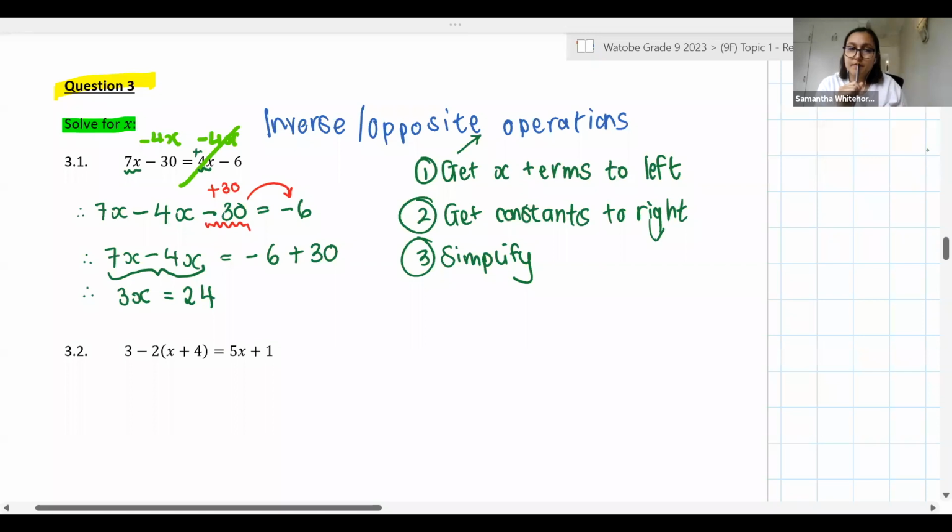Ma'am, we divide everything by 3. Excellent. 3x and 24. Excellent.